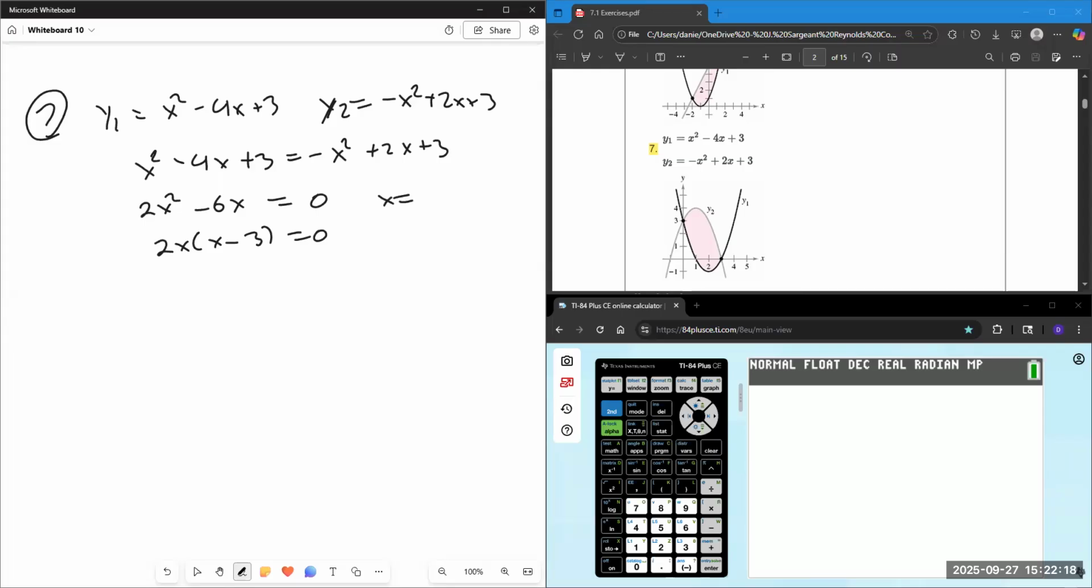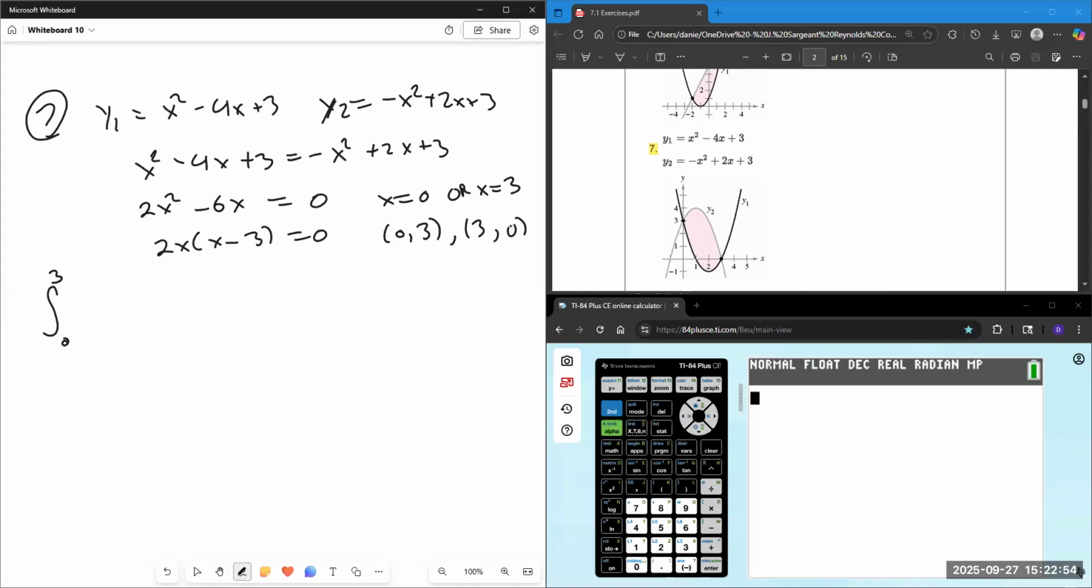x equals 0, or x is equal to 3. When x is 0, y is 3. When x is 3, which one is easier to solve here? This one or that one, it doesn't matter. y is 0 because it's an x-intercept of both of those. So we're going from 0 to 3.